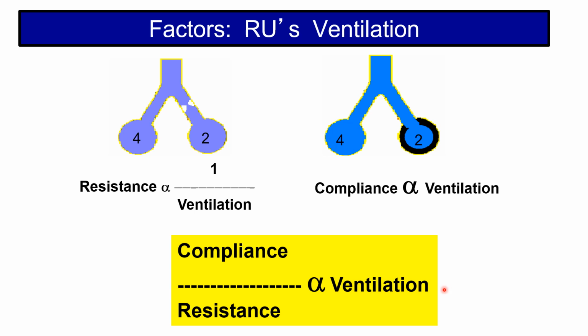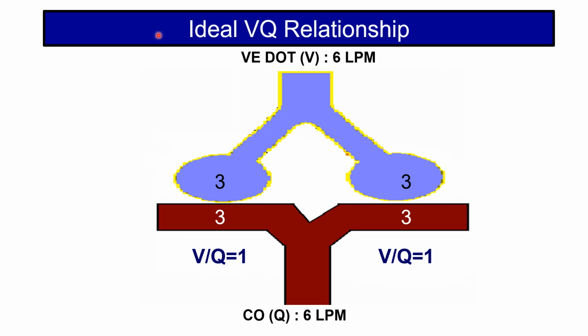As I mentioned before, what will determine the respiratory unit's ventilation is compliance and resistance. The greater the compliance, the greater the ventilation; the greater the resistance, the lower the ventilation. Let us now discuss the ideal V/Q relationship. To simplify things, we're going to think of the lungs as being composed of just two respiratory units, the right and the left, and the pulmonary artery branching into the right and to the left.